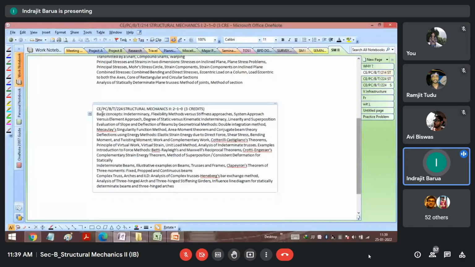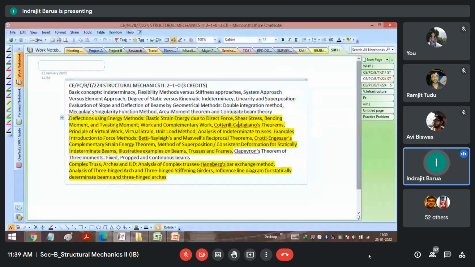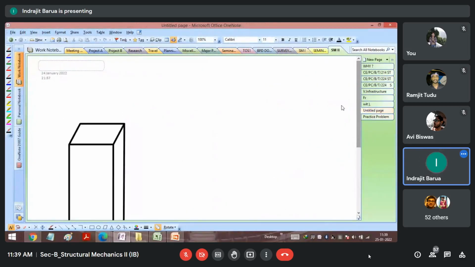Basically, this is the Structural Mechanics 2 syllabus. Here you will be getting some concepts, and these yellow portions will be covered by myself. I'll be showing it again later. First, let's go for the practice problem.